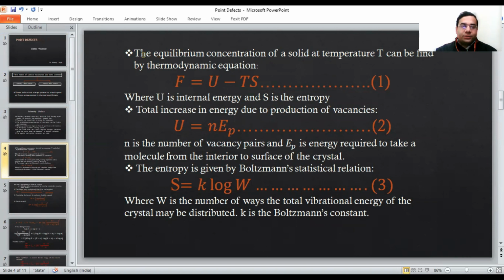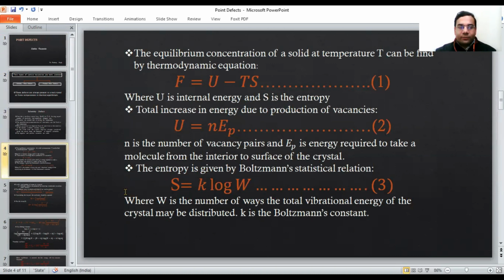Now to find the expression, we will use the thermodynamical equation, which is F equal to U minus TS. Here F is the free energy, U is the internal energy, and S is the entropy of the crystal. Now the total increase in energy due to production of vacancies will be U equal to nEp. Let it be equation number 2. Now small n is the number of vacancy pairs, and Ep is the energy required to take a molecule from the interior to the surface of the crystal.